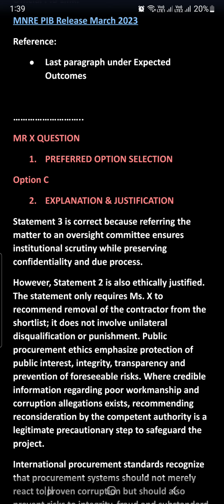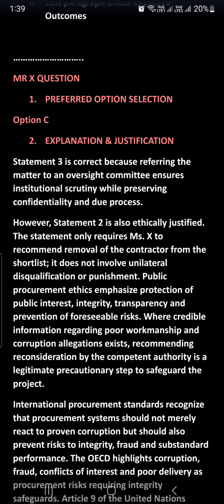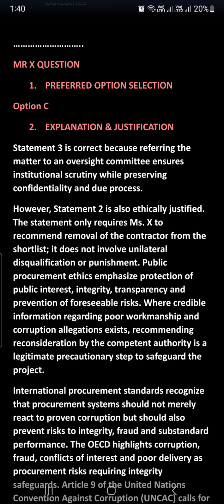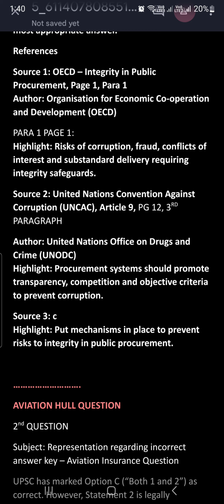Our preferred option selection is both 2 and 3. Statement 3 is obviously correct. Please go back and read it. Statement 2 we are saying is ethically justified, and to claim that we are citing 3 sources, the first of which is the OECD. We are stating about the OECD integrity in public procurement. Again, this document I will share separately, in which we are saying that if there is even a risk of corruption, fraud or conflict of interest and substandard delivery, you are required to follow integrity standards. This is OECD. Even if there is a risk, she does not have legal backing or evidence, but there is a risk of corruption, so she needs to take the next steps to protect the project.